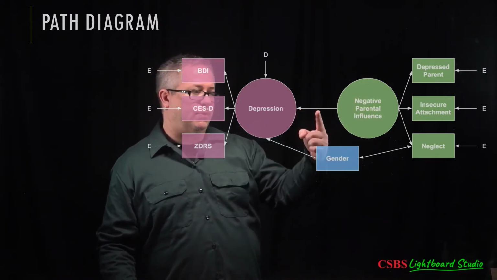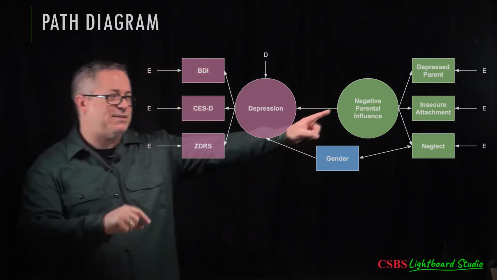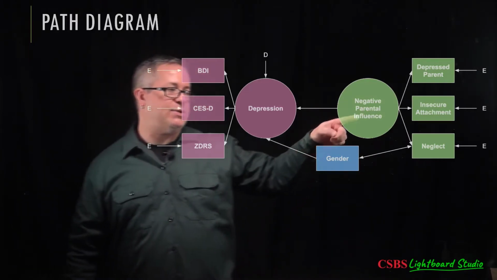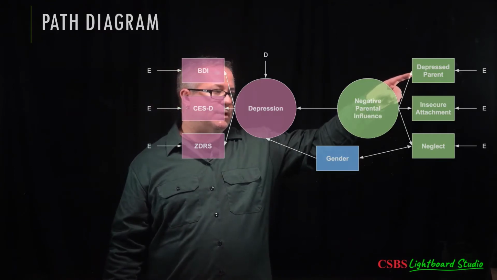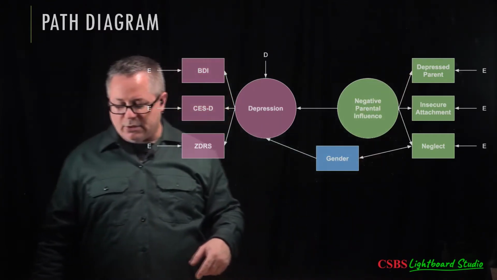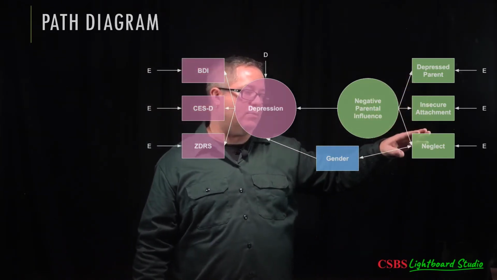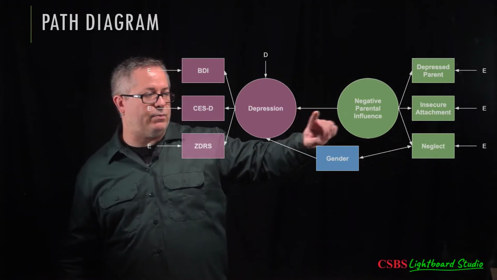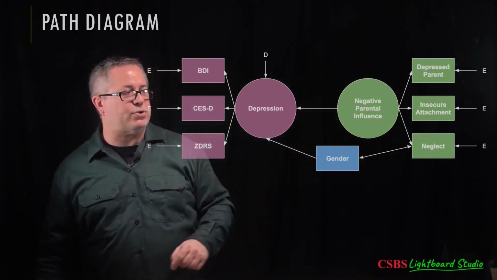Even though there's no pomp and circumstance around how this arrow is different than that arrow, except what it's connecting. Because this one going from a circle to a square is essentially a factor loading that's helping to create this latent variable, where this arrow going from here to here is a regression path, part of the structure.